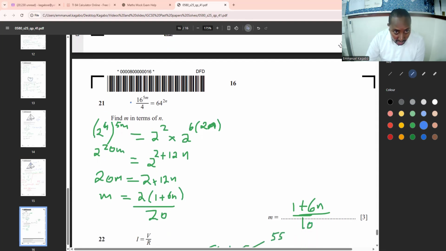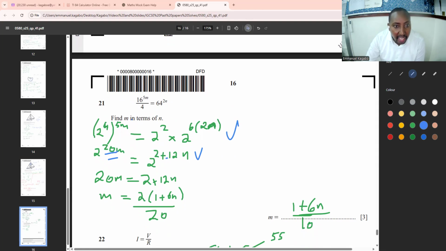So from here, they don't have the same bases. I'll start by expressing them in base 2. 16 is 2 power 4, and 64 is 2 power 6. 4 is 2 power 2. I did cross multiplication. I hope you understand that step. When you're multiplying numbers of the same bases, you add the powers. So that's why I have 2 plus that, which gives me that. If bases are equal, powers are going to be equal. So that's how I have 20 equals to that.